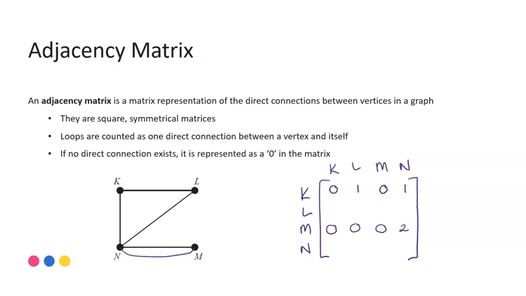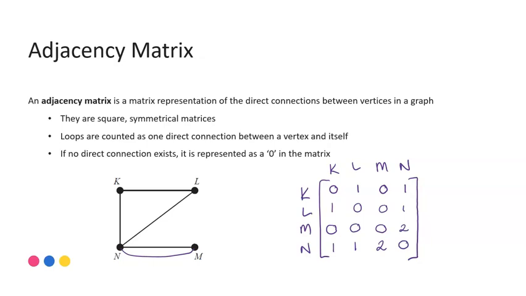If I go back to L, so L to K, there is one connection. L to L, there's no loop. L to M, no connection. L to N, there is one edge connecting there. And finally, if we look at vertex N, so N to K, there is one edge. N to L, there is one. N to M, we have 2 edges there. And N to itself, there is no loop, so a 0.